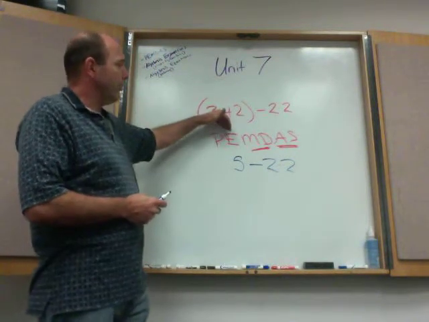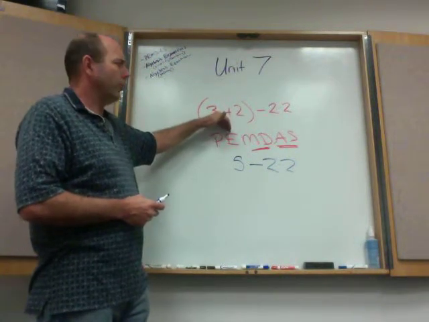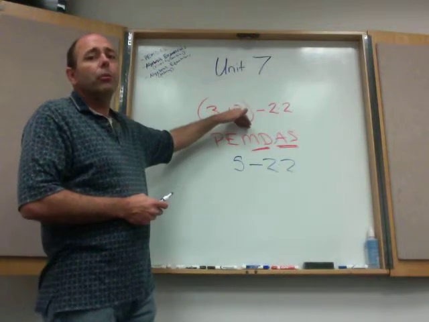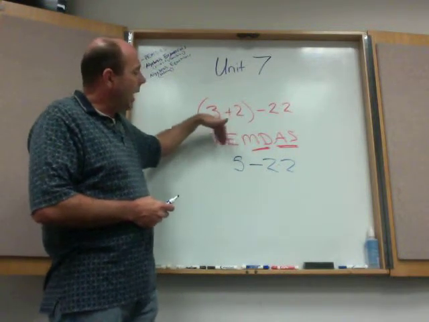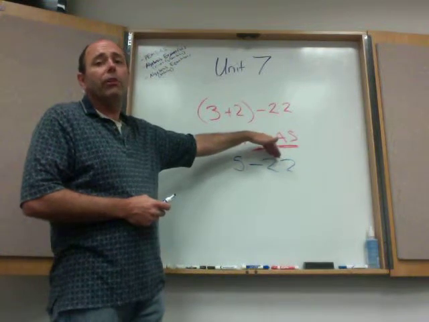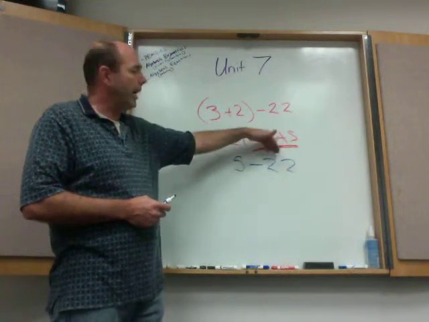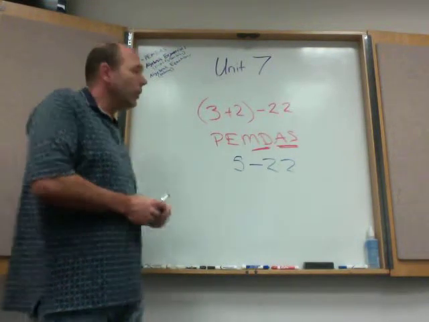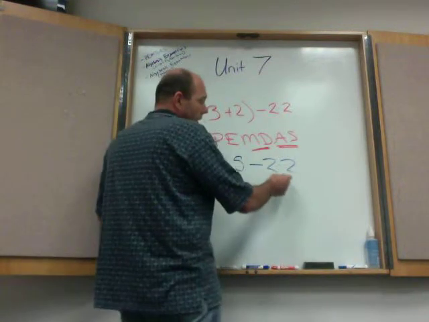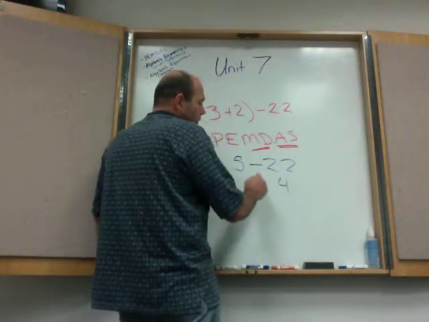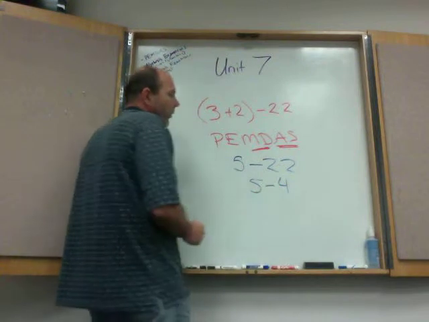Because as you're looking, first I'm going to say, are there any exponents? No, no exponents, don't have to worry about it. Is there any multiplication or division? And yes, there is multiplication. I'm going to do that before the subtraction. So what is 2 times 2? 2 times 2 is 4. So now I have 5 minus 4.